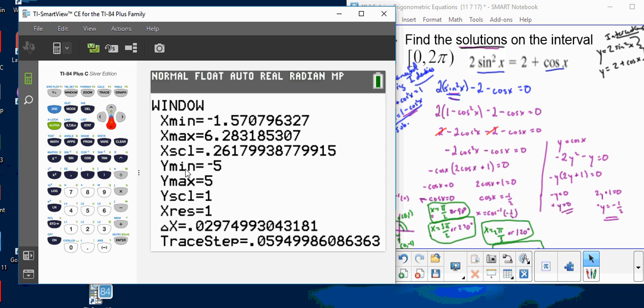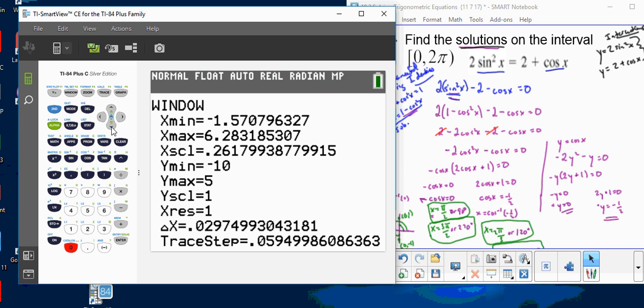For y min and y max, -5 and 5 would probably be okay, but if we're not sure, we can go -10, because remember, sine only goes up to 1 and down to -1.